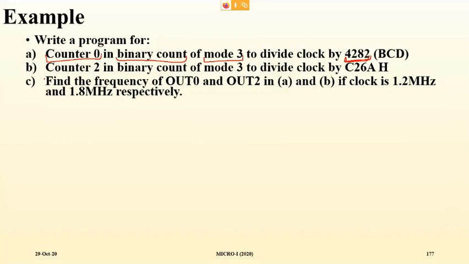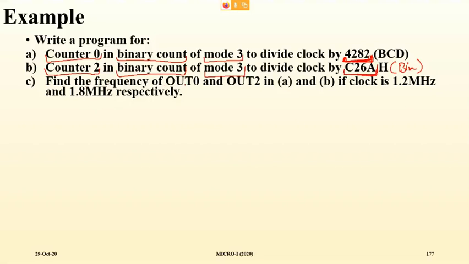Question 2 is counter 2 is used in binary count mode. Okay, we are putting the counter in mode 3, and we are dividing the clock by C26AH. Here the count is BCD. Remember here it is showing the count is BCD, so remember you have to use BCD. C26A is hexadecimal. We can say it is being used in binary format.